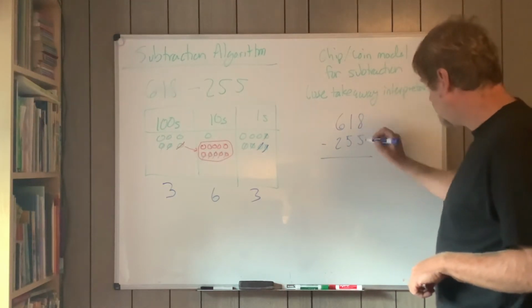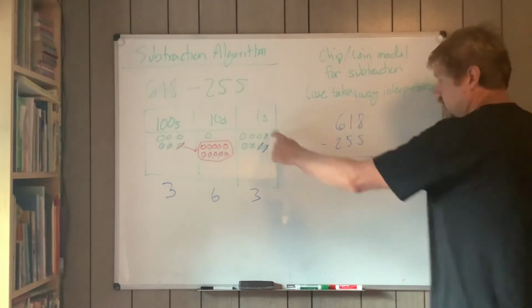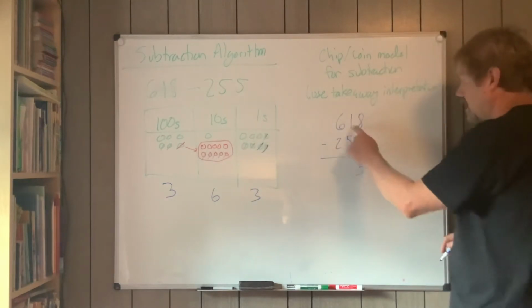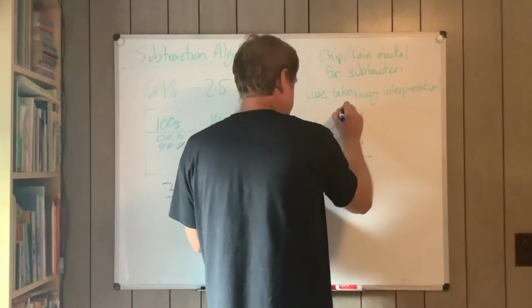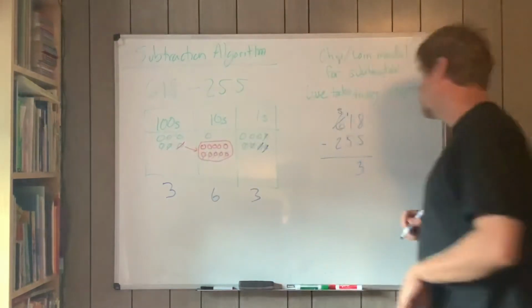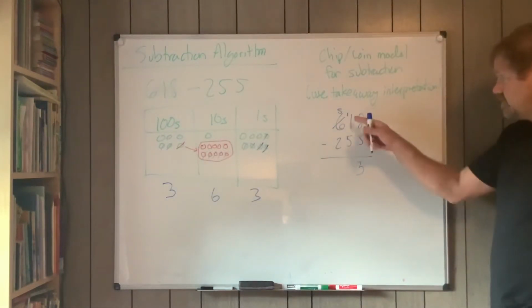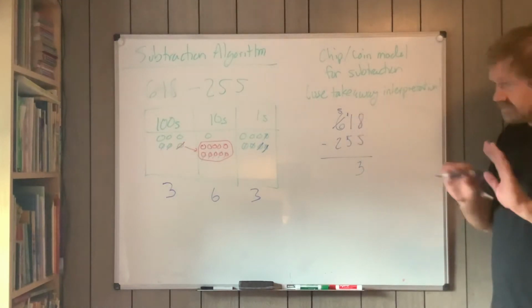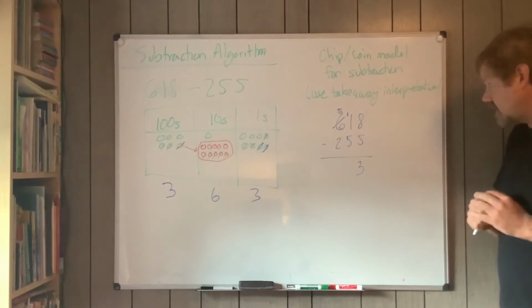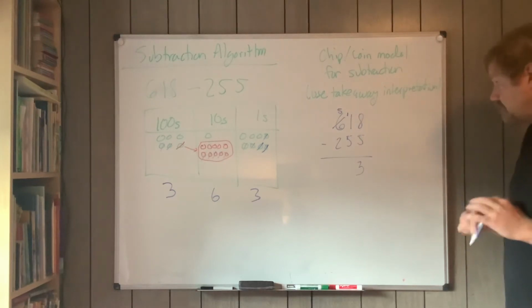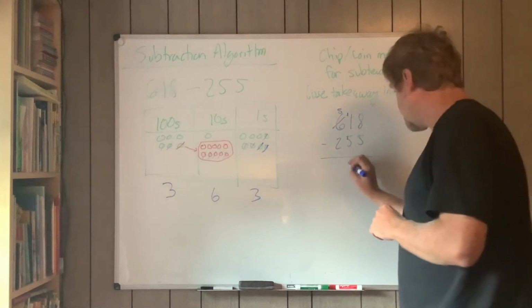So 8 minus 5 again is 3. That's just crossing off the 3. I can't do this, so I'm going to change 6 to 5, and I'm going to add a 1 there. If you want to cross that out and do 1, 1, that's fine. I think that's exactly the same. I think it's up to you. And then 11 minus 5 is 6.